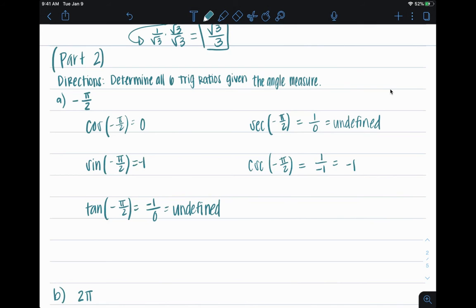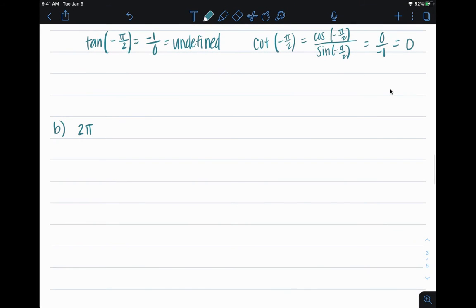All right, now let's look at cotangent of negative pi over 2. This is where you want to use not 1 over tangent, because 1 over undefined means nothing in this world. So we want to look at cosine of negative pi over 2 over sine of negative pi over 2. Remember that cotangent is 1 over tangent or cosine over sine, which means we have 0 over -1, which just gives us 0. And that's a value that we can work with. So here's your 6 trig ratios.